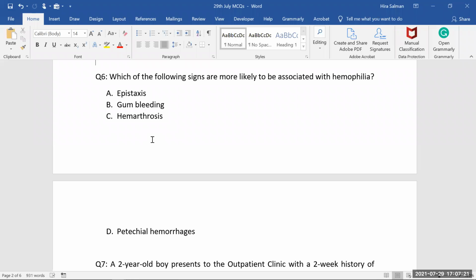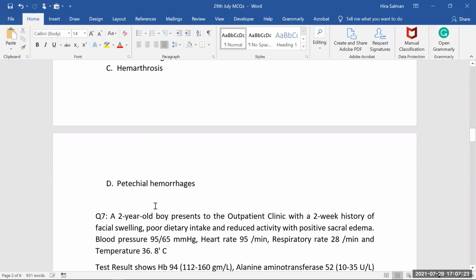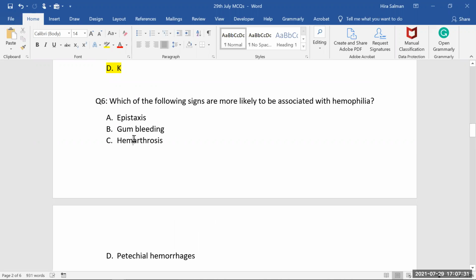Petechial hemorrhages, we have already covered this one. Petechial hemorrhages are because of the platelet deficiency. So think about thrombocytopenias, not hemophilias. So the answer should be hemarthrosis. Hemarthrosis, like joints are bleeding, that is the worst thing you can see in a hemophilic patient.